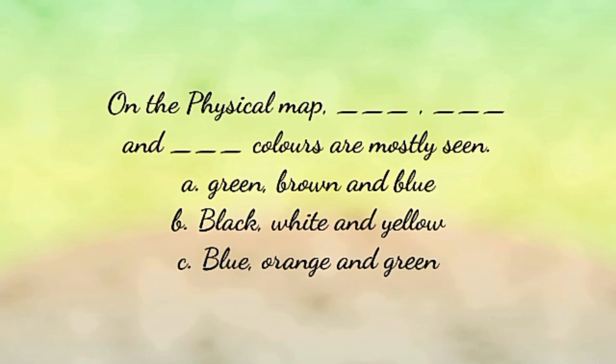Number 2 question says, on the physical map, dash, dash, and dash colors are mostly seen. A. Green, brown, and blue. B. Black, white, and yellow. C. Blue, orange, and green. So what are the colors found in the physical map? The right answer is A. Green, brown, and blue. I hope you got the answer.